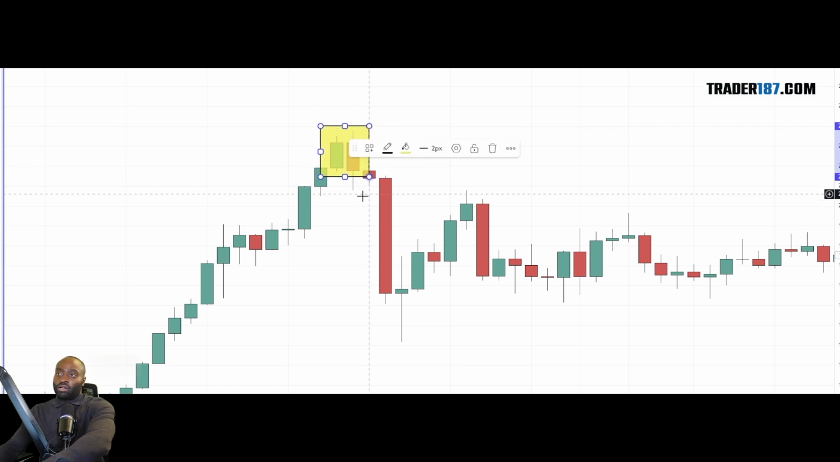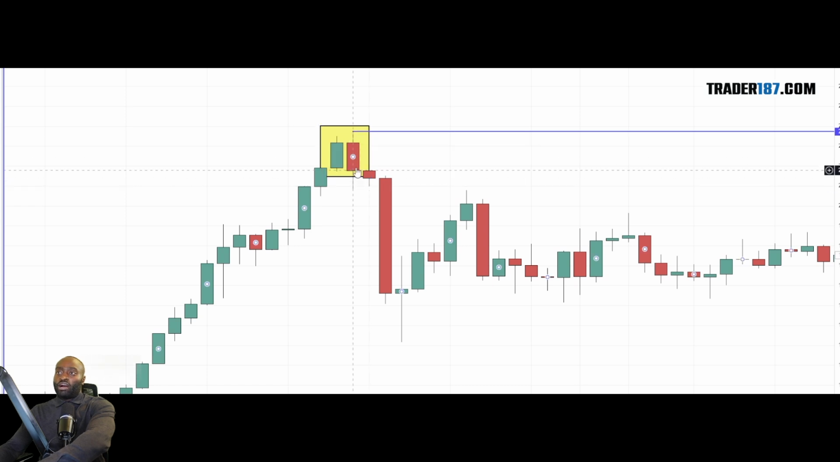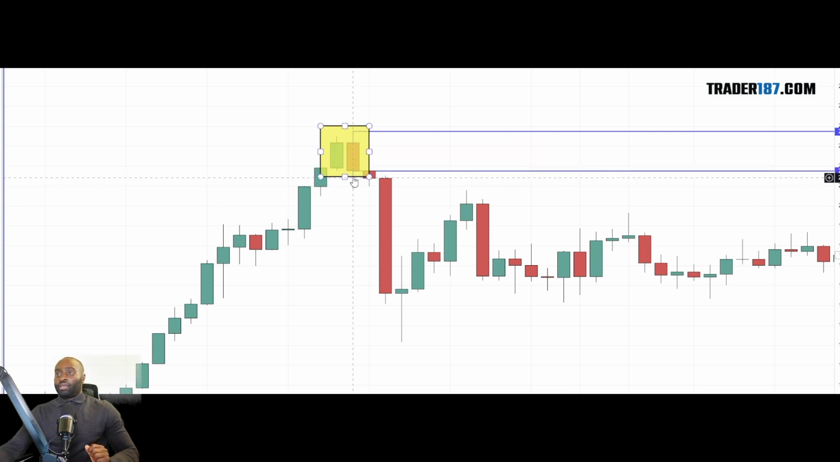Now I'll just mark out a rectangle on this area. And based on my experience, the way I mark out levels of support and resistance, it's not just one line, it's an actual area, quite similar to when we did the marking out area for Fibonacci between the 38.2 and 61.8 level. So I place one line at the highest point of the engulfing candle, and then I place another there. So now we have our area.